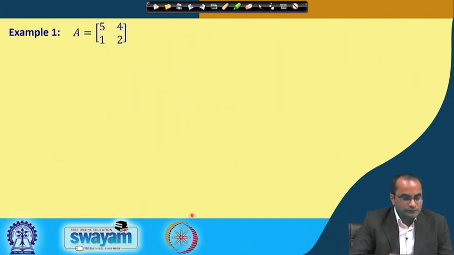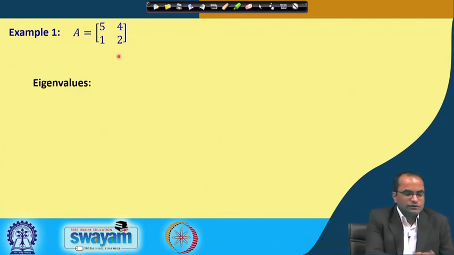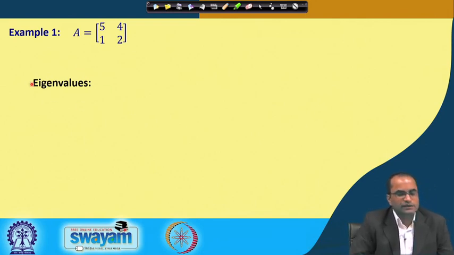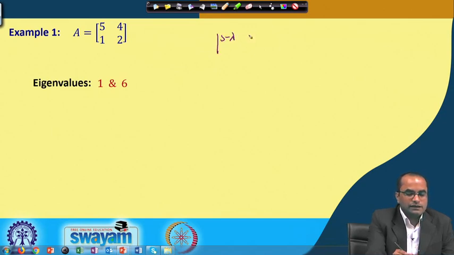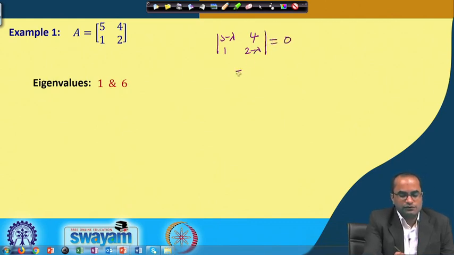Now let us consider this example with A equal to 5, 4, 1, 2. We will not spend much time computing eigenvalues and eigenvectors, because we have already seen that in previous lectures. We compute the eigenvalues for this example: the determinant of 5 minus lambda, 4, 1, 2 minus lambda. Making this product, we get 10, and then minus 2 lambda and minus 5 lambda, and minus 4.